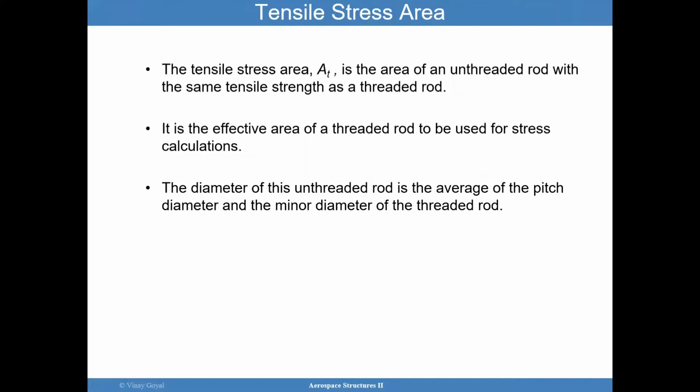The tensile stress area, AT, is really the area of the unthreaded rod with the same tensile strength as a threaded rod. So it is the effective area of a threaded rod, and this is the value that tends to be used for stress calculations. The diameter of this unthreaded rod is the average of the pitch diameter and the minor diameter of the threaded rod. And so it is very simple to calculate this tensile area based on this information, as typically this information is provided to you for that particular thread specification.